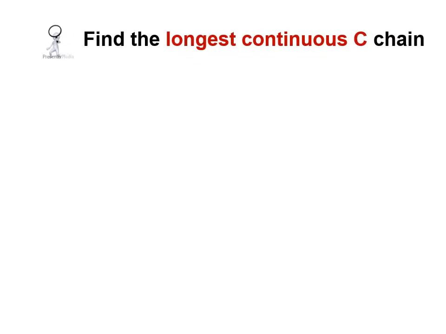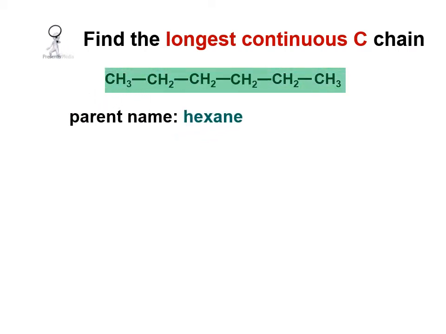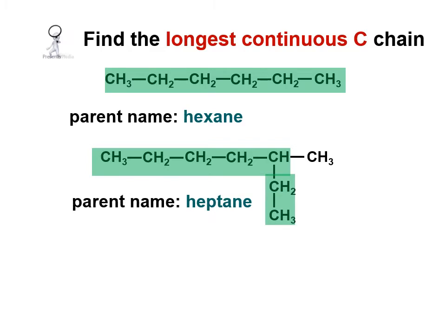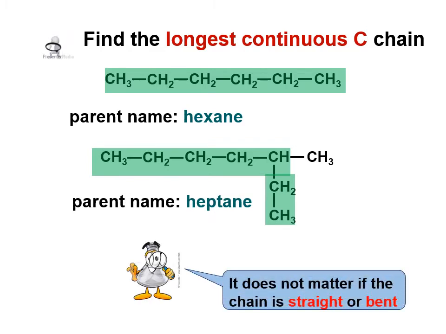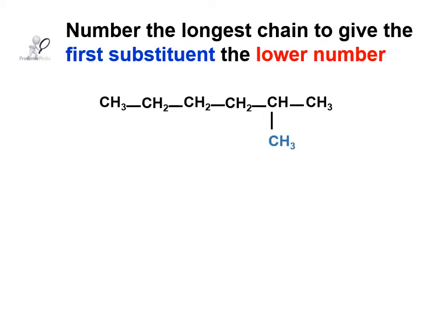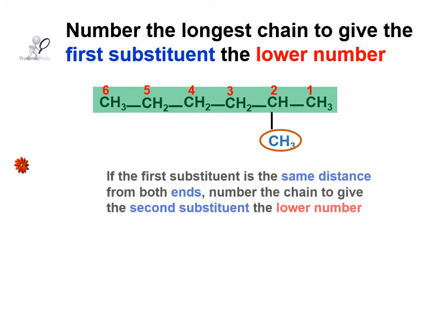Firstly, find the longest continuous carbon chain. First example, the parent name is hexane. Second example, the parent name is heptane. It doesn't matter if the chain is straight or bent. Second, number the longest chain to give the first substituent the lower number. The methyl substituent is at carbon 2.